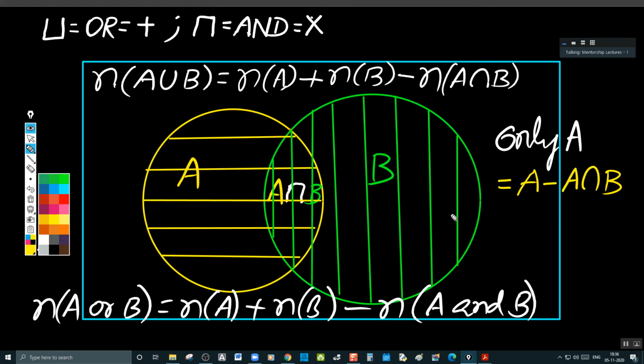Or even you can say, further you will be getting like this also: A minus B. Both are same. Only A means A minus B. That is, total A taken, minus B subtracted. Minus B subtracted means this green shade is subtracted.